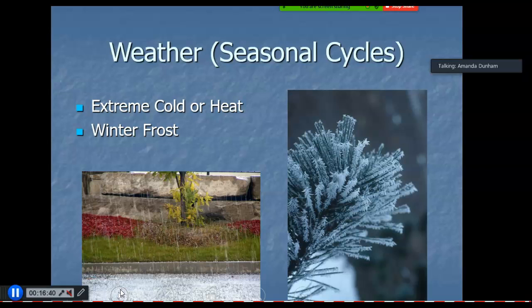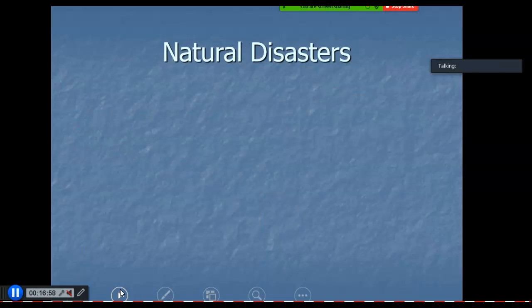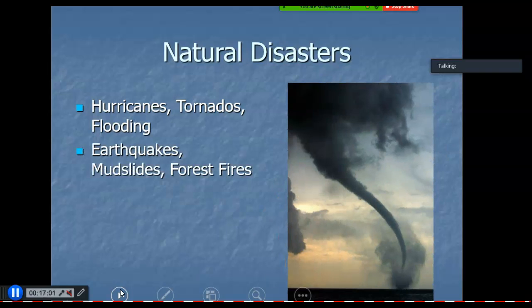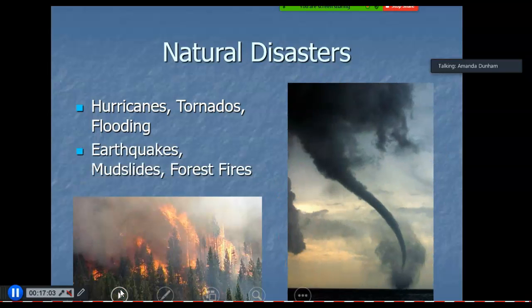Extreme hot or cold, winter frost, heavy rainfall. Natural disasters like hurricanes, tornadoes, flooding, earthquakes, mudslides, and forest fires. These are going to limit the population's growth regardless of the population size.